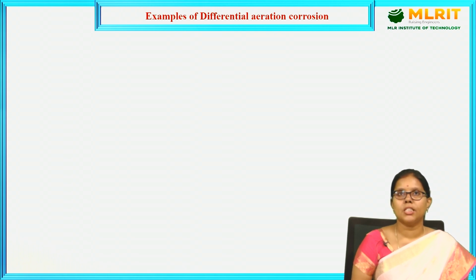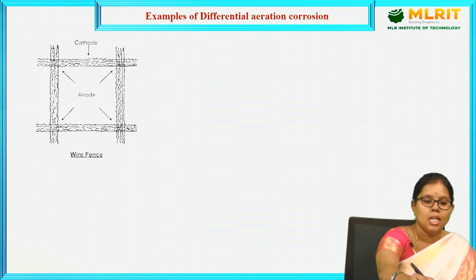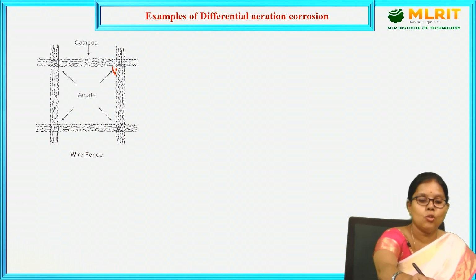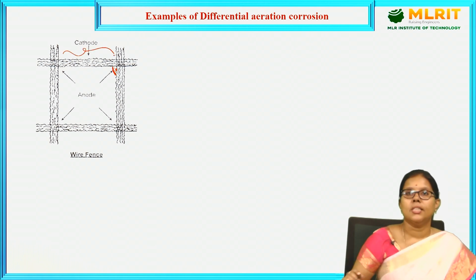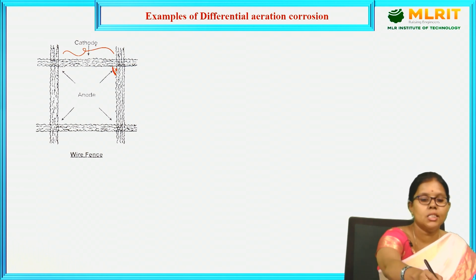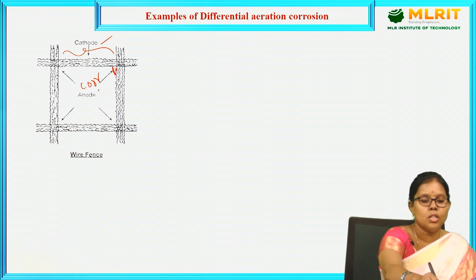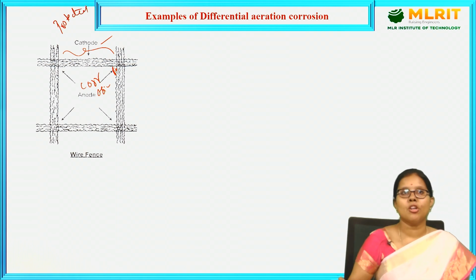Examples of differential aeration corrosion. There are other examples. If you see this picture, there is less oxygen at the corners of metal rods. When one metal rod is welded to another, there are sharp corners where there is less oxygen. On the remaining plane surfaces, there is more oxygen. Where there is less oxygen is the anodic part, and where there is more oxygen is the cathodic part. So the corrosion takes place at the anode. The cathodic part is protected. It looks like a new metal rod, but the anodic part is completely corroded.